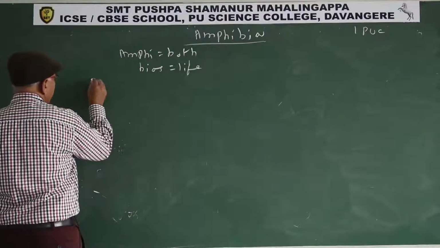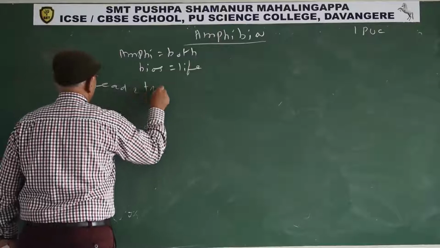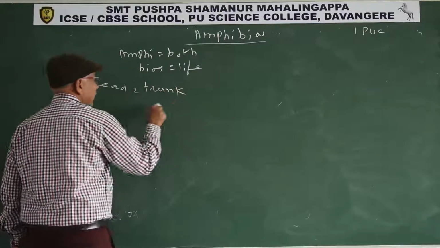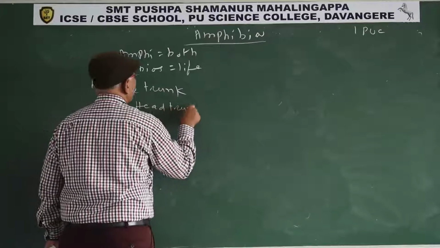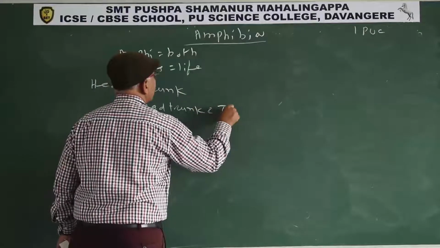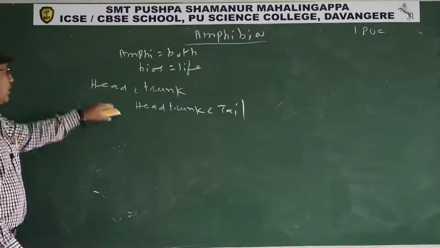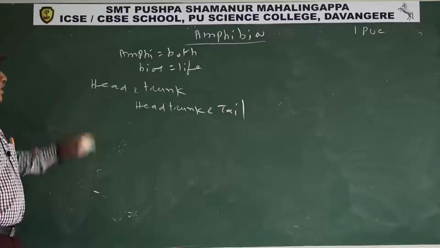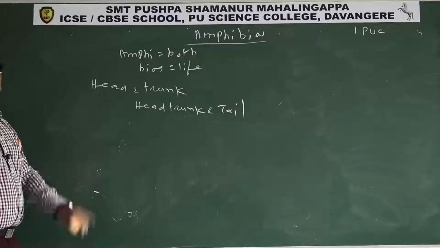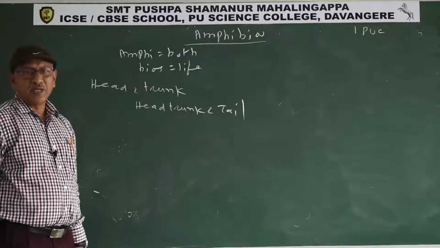Body is divisible into head and trunk. In some animals, head, trunk and tail. 3 parts are present in some animals. 2 parts present in some animals, head and trunk. Neck is absent in all amphibians. Absence of neck is an aquatic adaptation.